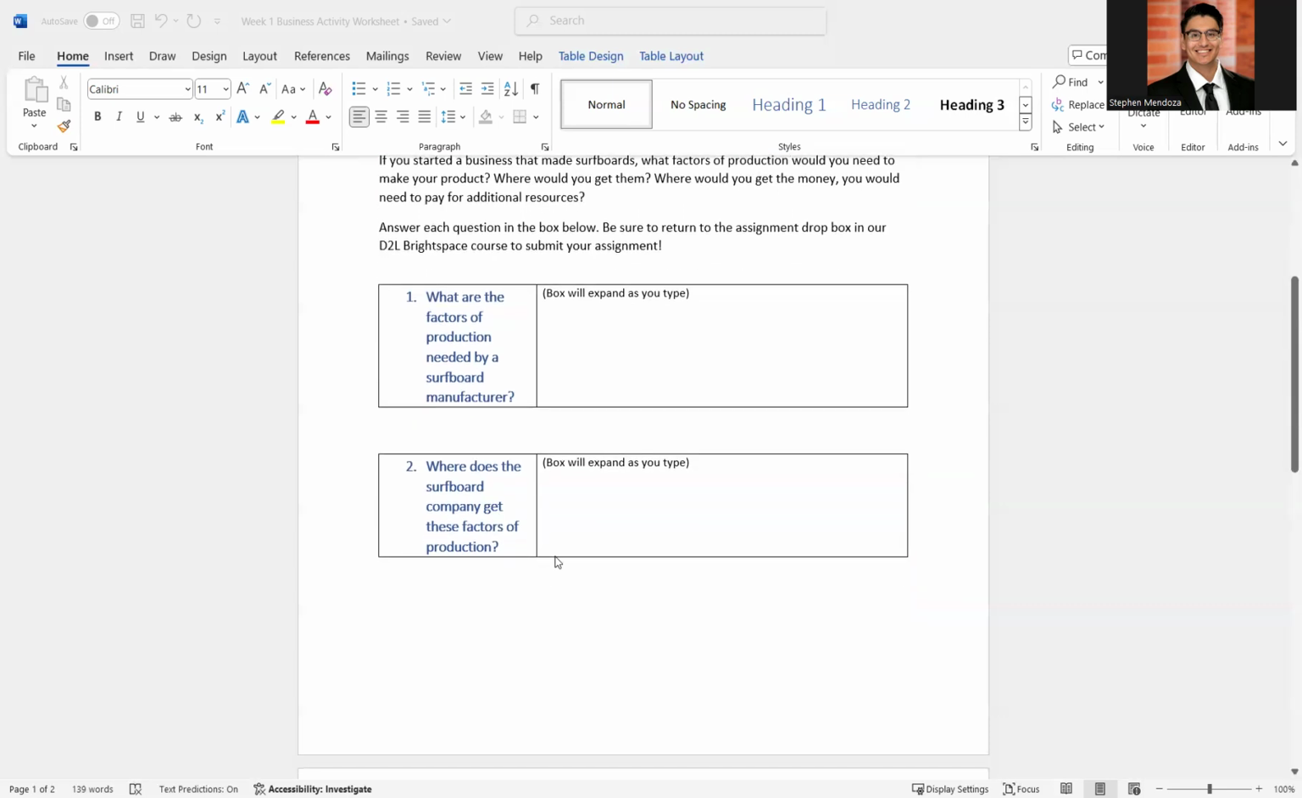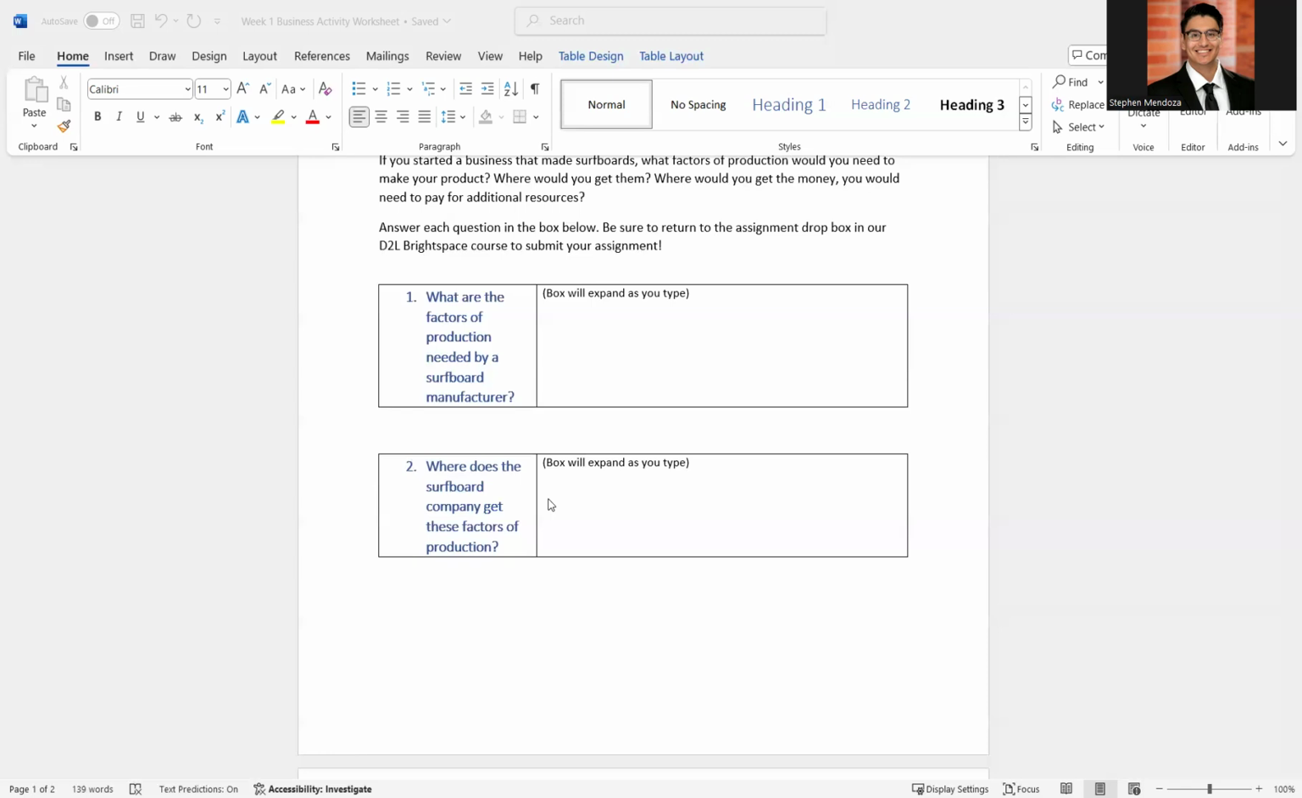Now, question two is where does the surfboard company get these factors of production? So we mentioned four: land, labor, capital, entrepreneurship. Where does this stuff come from? So think, for example, about the land. How do you decide on the land in which to operate and manufacture a surfboard? Think about the wood and raw materials. Where does that come from? What relationship do you need to have with suppliers?